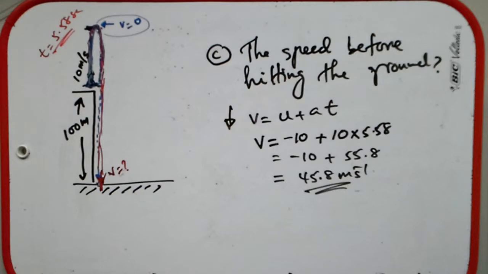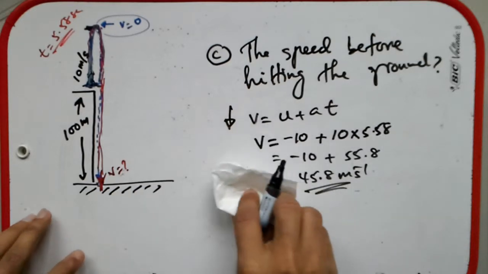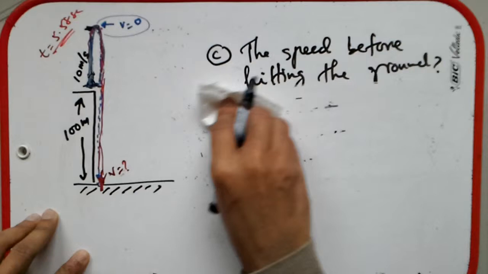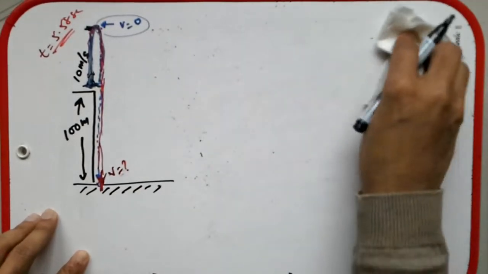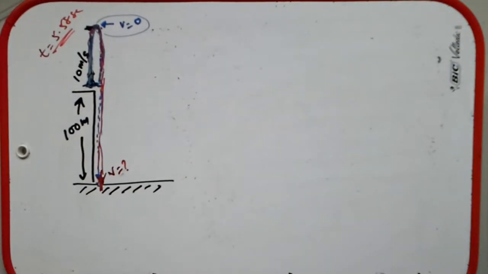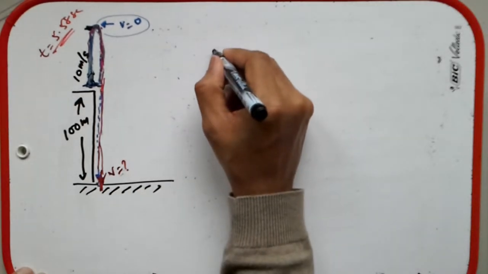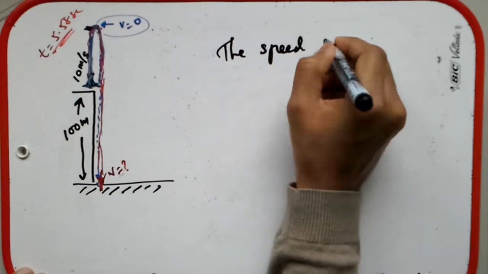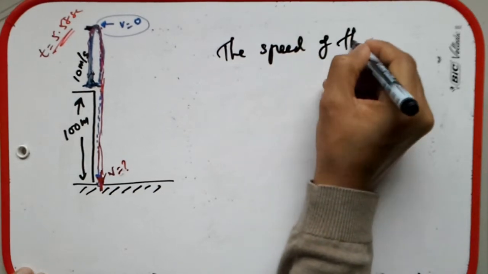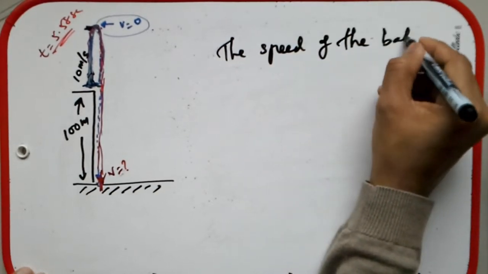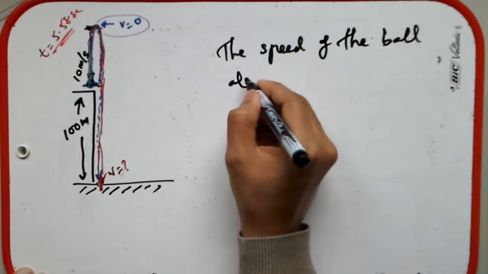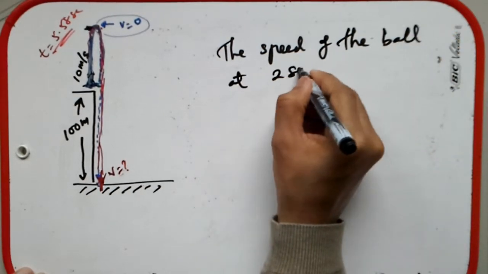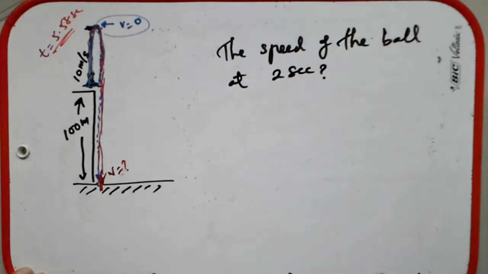Okay, so the next part of the problem is the speed of the ball at 2 seconds. What is the speed of the ball at 2 seconds? How do you find it?